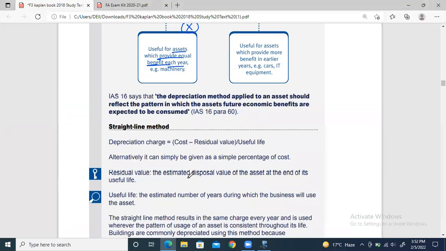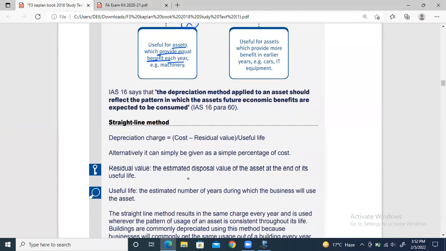Now, let's read this first. IAS 16 says that the depreciation method applied to an asset should reflect the pattern in which the asset's future economic benefits are expected to be consumed. This basically means we should charge only the method which relates to the asset more. But this statement is more relevant for the next papers, F7 and SBR level. It will not be tested at this level because it's a very advanced statement.